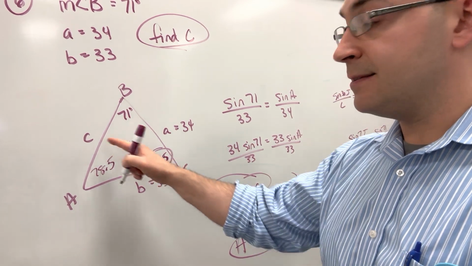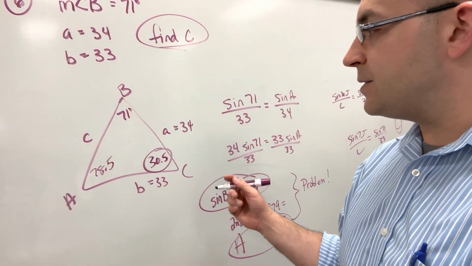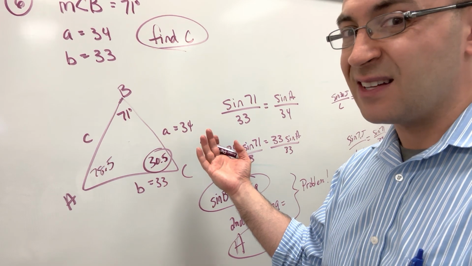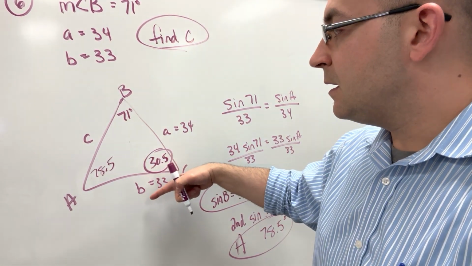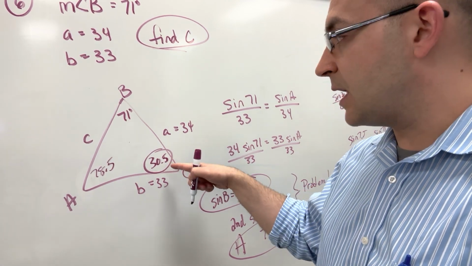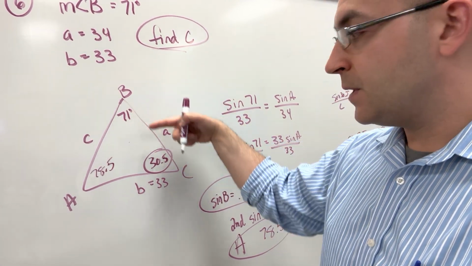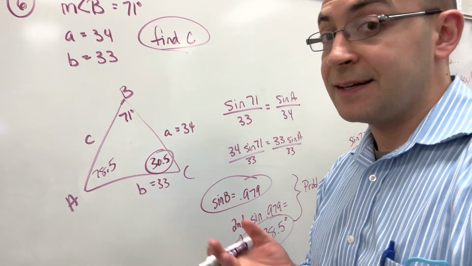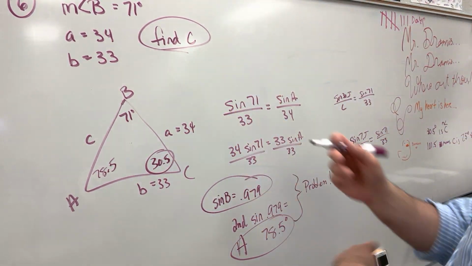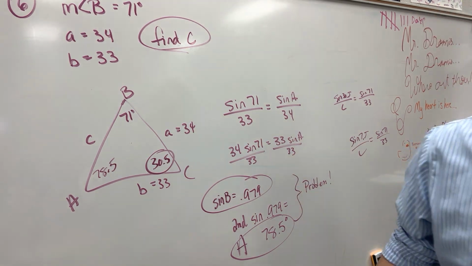Now I can find side C. I can use any measurement now because I have a lot of information here. I think I used the B's again, and then I used angle C. So I would set up sine of 71 over 33 equals sine of 30.5 over C. And that's going to give me a value.